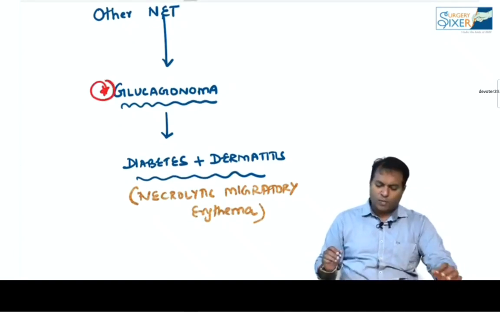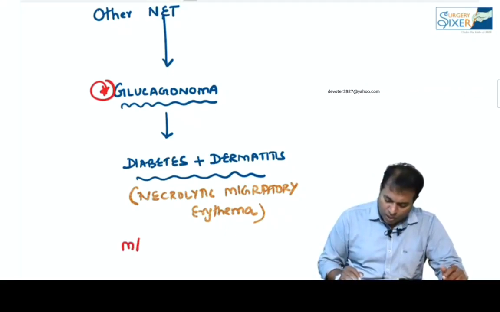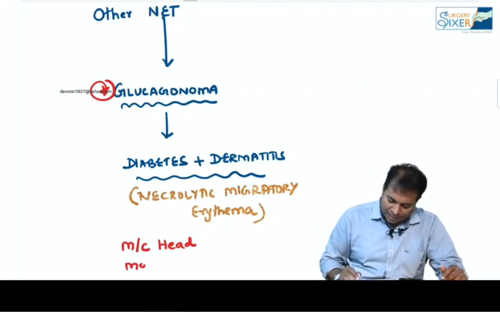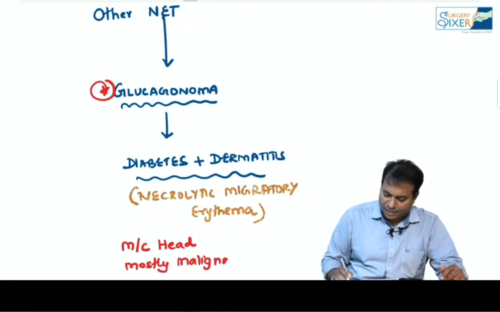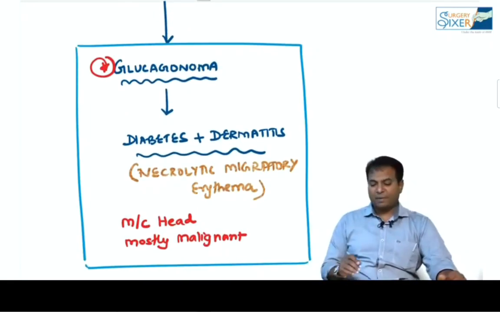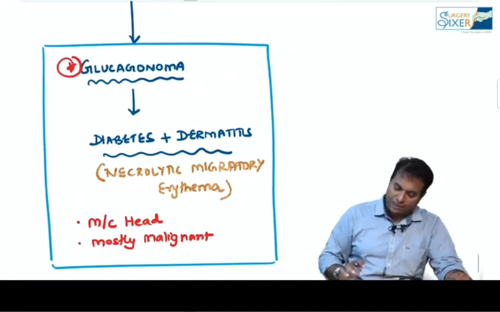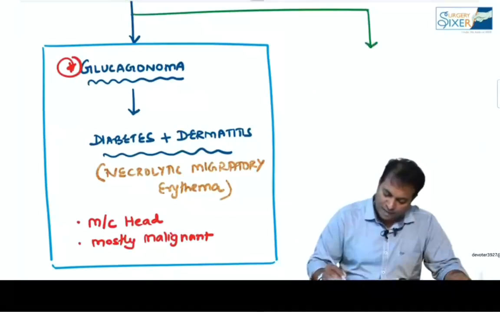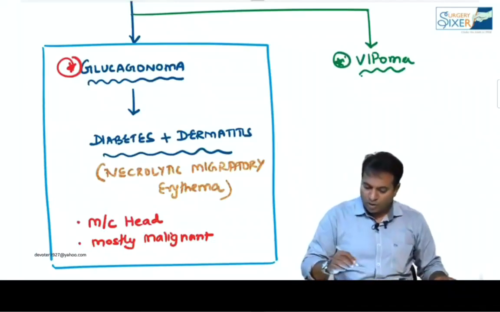The skin lesion in glucagonoma is known as necrolytic migratory erythema, and glucagonoma is most commonly seen in the head, and it is mostly malignant. Please don't forget, glucagonoma is associated with 2D, diabetes and dermatitis. And one more neuroendocrine tumor which is very rare is VIP-oma. There are many neuroendocrine tumors, but VIP-oma and glucagonoma may be asked in exams.